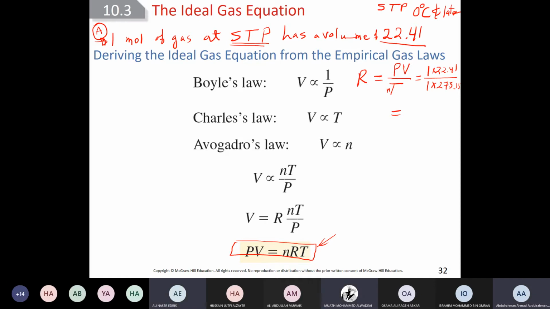Zero point 0.0820. 0.0821. Exactly. As I said, don't memorize this number because it's available for you in the periodic table. But this number is not available. You must memorize it. And you should be able to derive R from this simple equation. Is this easy?